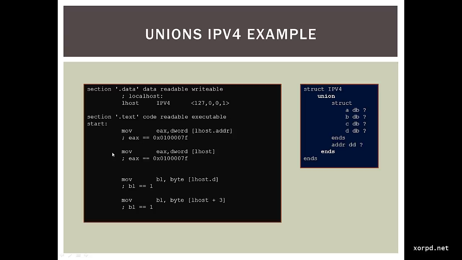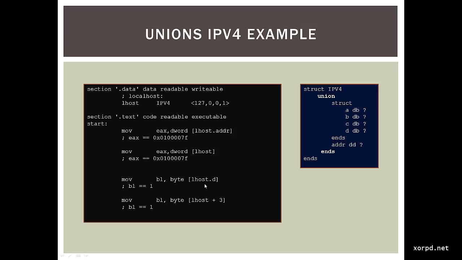Next example. We can just read like this, move EAX dword lhost. And basically, the label lhost is exactly the same as the label lhost.address. Both of those labels point to the same location. This is not very new. I just put it to make sure that you get the connection between what you have learned before and what we have seen right now.